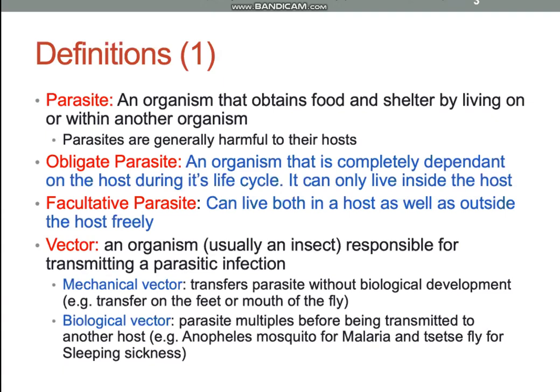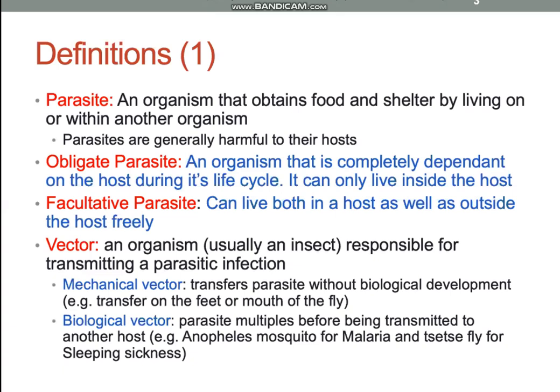Vectors means vehicle, something that moves something, like it carries something on it and moves it from one place to another. In parasitology, vectors means any organism, usually insects, in general arthropods, considered to be a very common vector responsible for transmitting a parasitic infection.